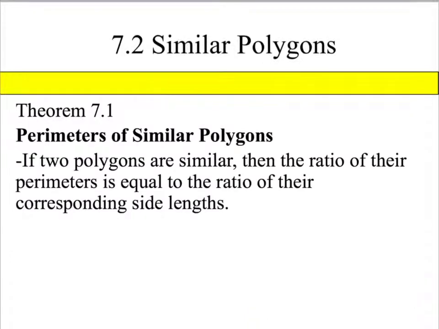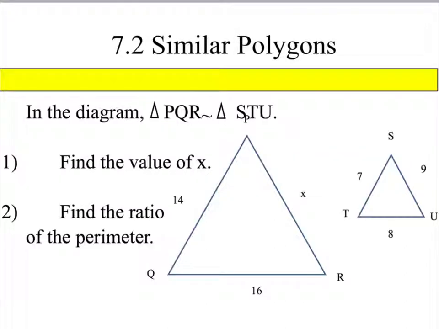All right, next one. Okay, this one is a theorem. It says if two polygons are similar, then the ratio of the perimeters is equal to the ratio of their corresponding lengths. So if you look at the overall perimeters of two shapes, if they are similar, their ratio will be the exact same. Okay, so that's the theorem. So we're going to try one more, last one of the day.